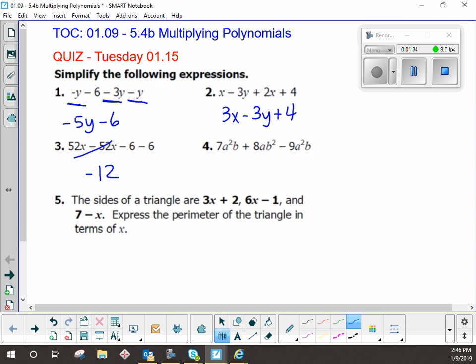And then the trick with number 4, or not the trick, but the skill that you're supposed to be doing, is everything has an a and a b in it, but you also have to look at which ones have matching exponents. Which of the terms match exactly? 7 and the -9, right? So 7a squared b and -9a squared b makes -2a squared b plus 8ab squared, because that doesn't go with anything. Poor guy or girl.